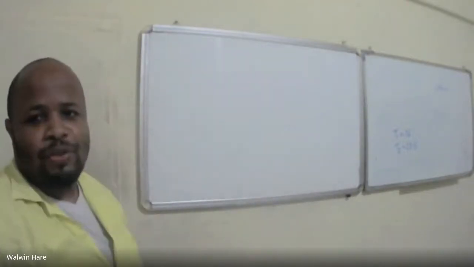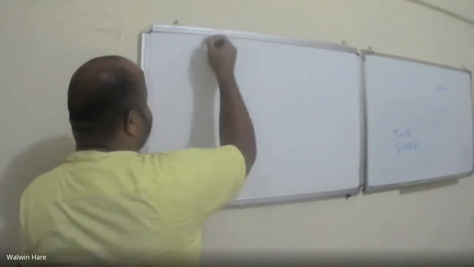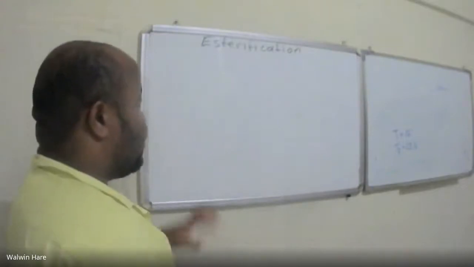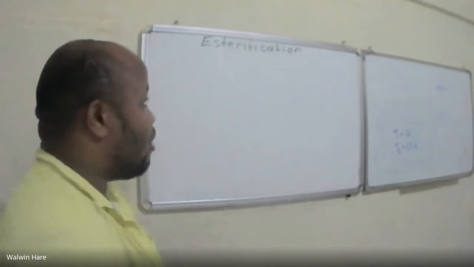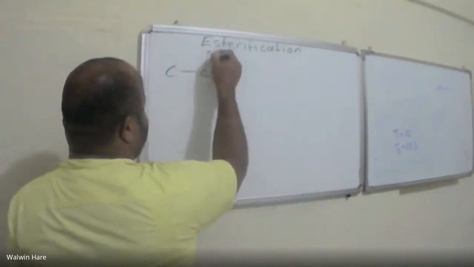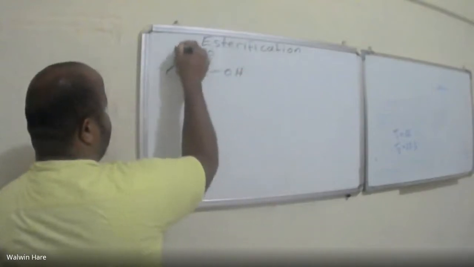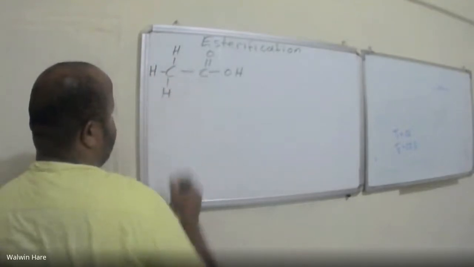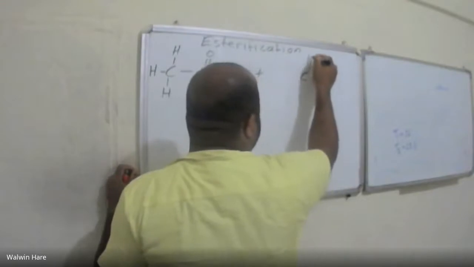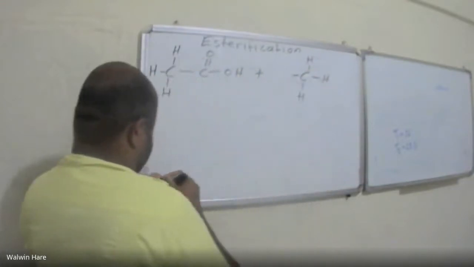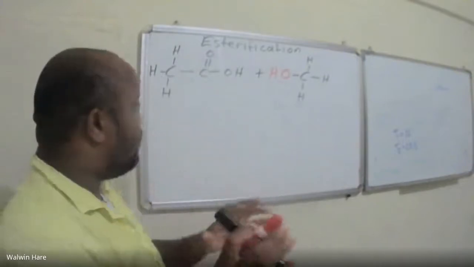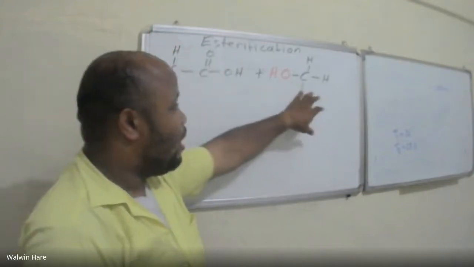All right, so the next reaction we're going to look at is esterification. Now, esterification is a reaction between alcohols and carboxylic acids. So we start with the carboxylic acid, and then the alcohol. Now for this reaction, what we want to do is join both the carboxylic acid and the alcohol together.